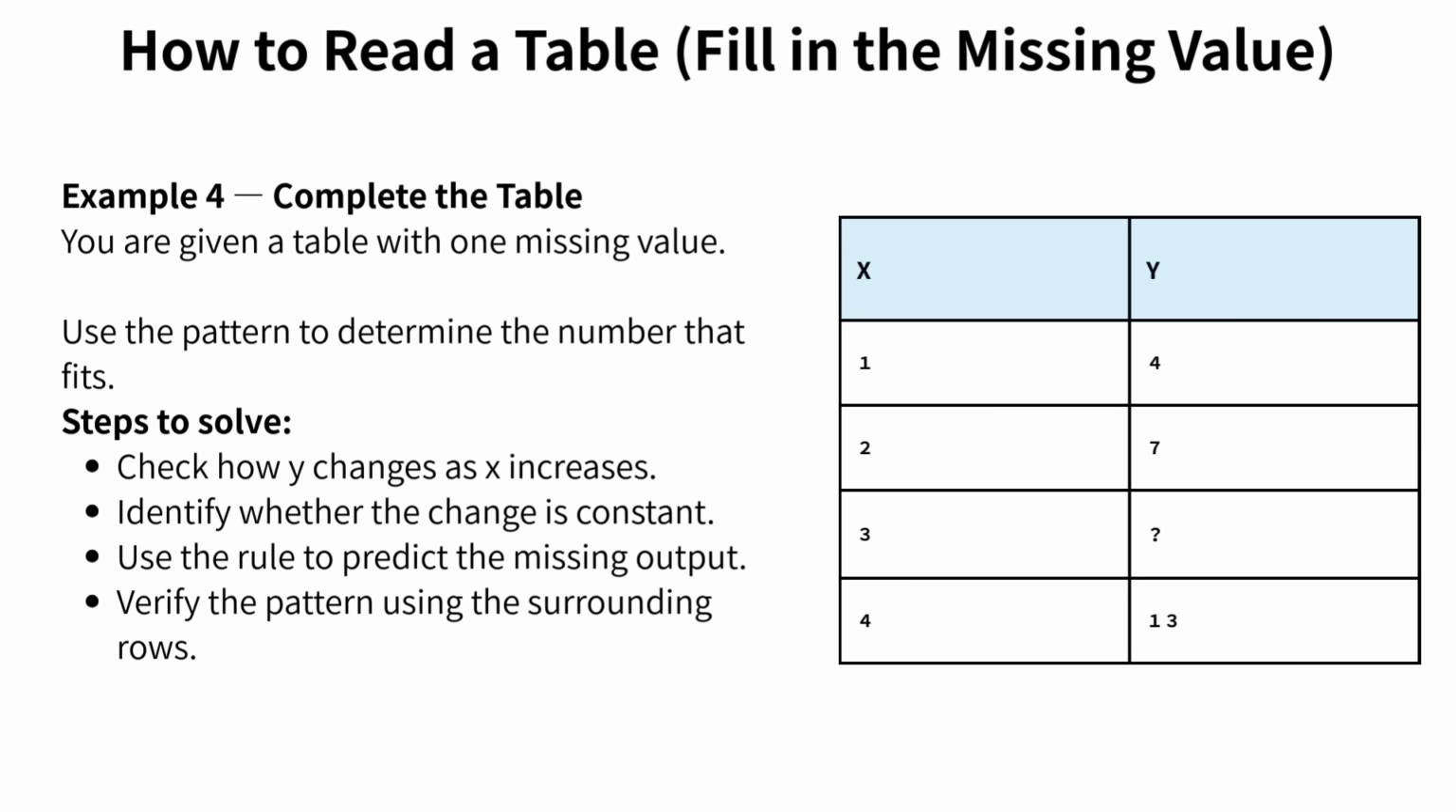Using this pattern, we can fill in the missing value when x equals 3. 7 plus 3 gives 10, so the missing entry is 10. Always confirm that your completed table follows a consistent pattern throughout all rows.